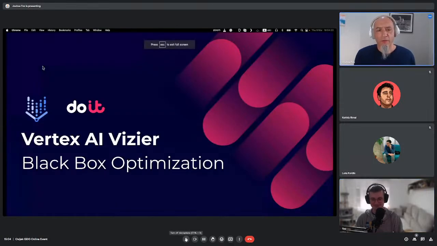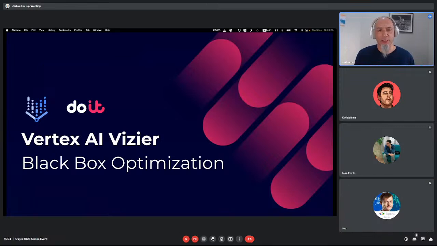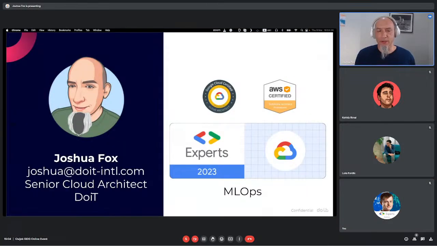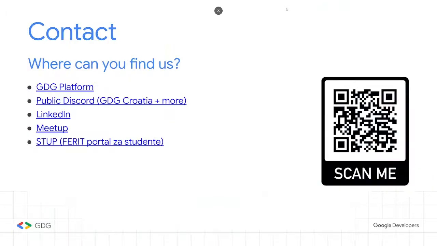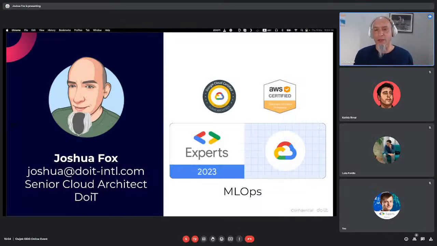Thank you, Philip. Vertex AI Vizier for black box optimization. I'm Joshua Fox. I'm a senior cloud architect at Do It International. I help technology companies with Google Cloud and AWS, and I am a Google developer expert, which means that I travel the world and give talks about Google Cloud topics. I'm not a Google employee, but I work closely with Google. One of the areas that I specialize in is MLOps, machine learning operations. That means making sure that the data ingestion, data cleansing, machine learning training, deployment for inference, and monitoring metrics all happen smoothly.